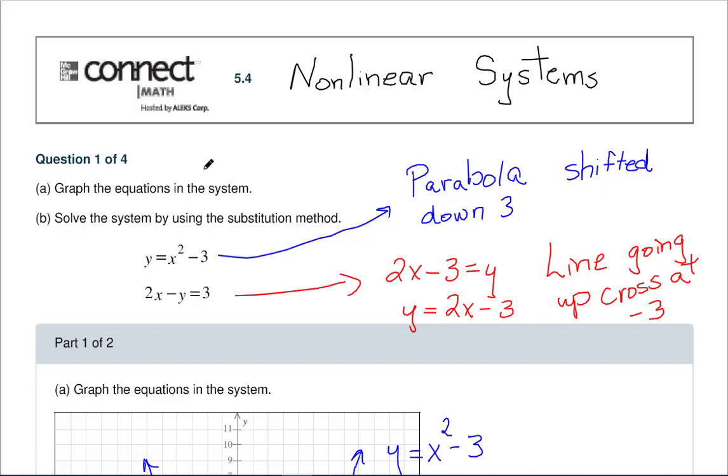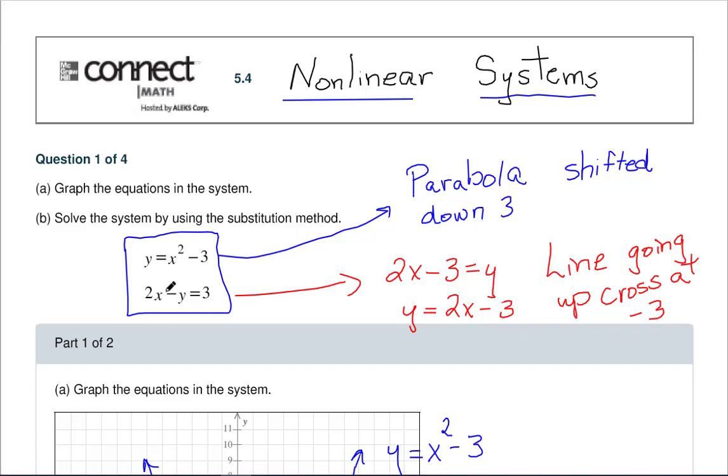Welcome to Math 1314, Section 5.4. In this section, we look at something called nonlinear systems. In the previous section, we looked at linear systems. So why is this nonlinear? Well, it's because one of the equations has a squared in it.